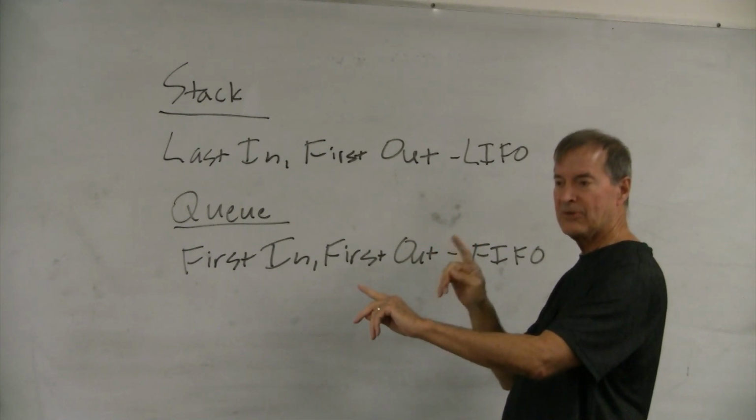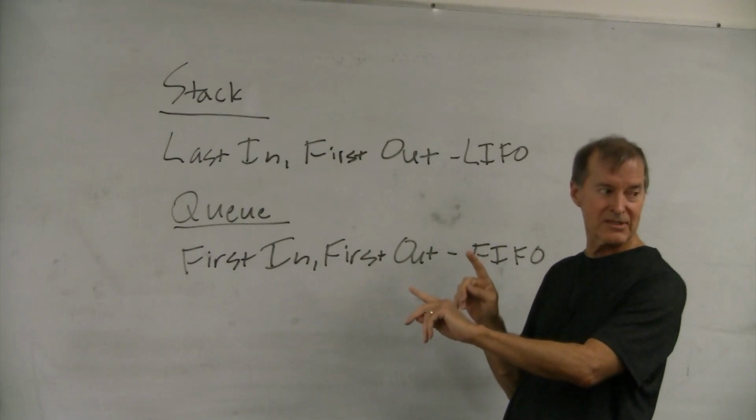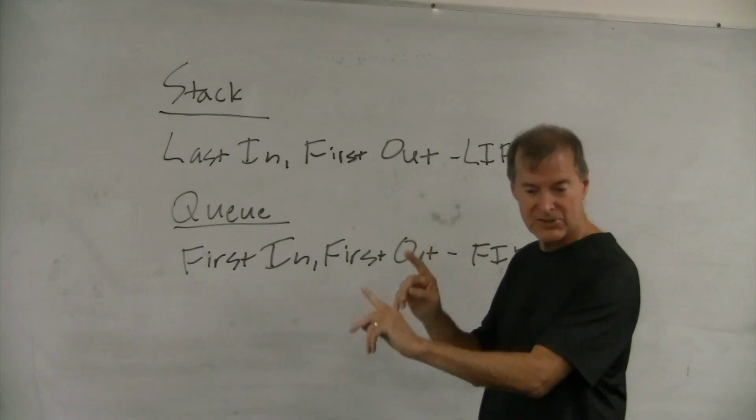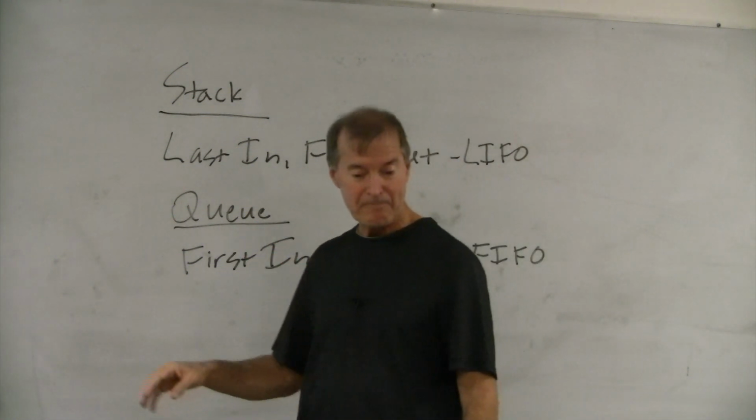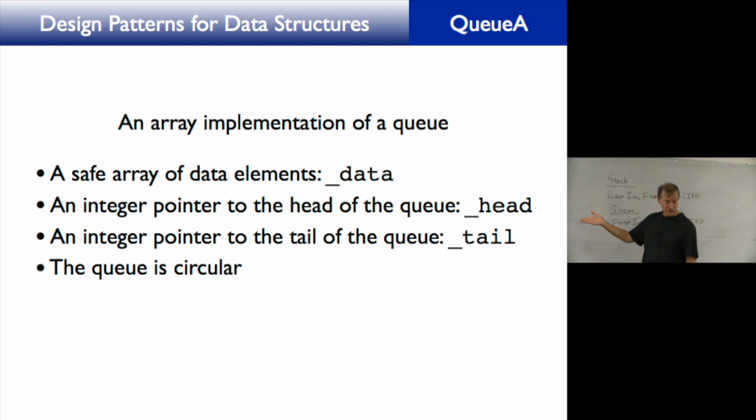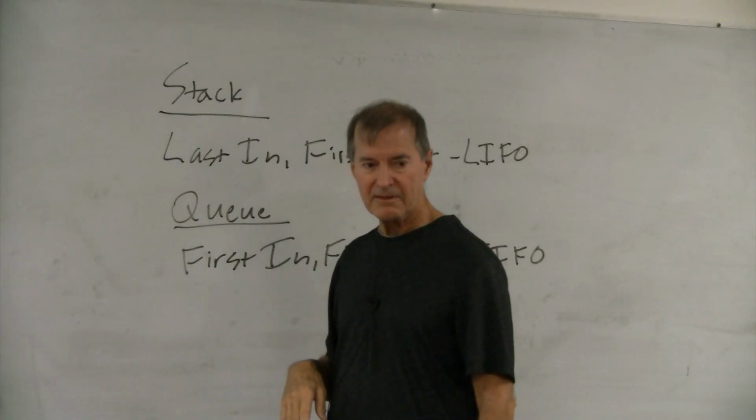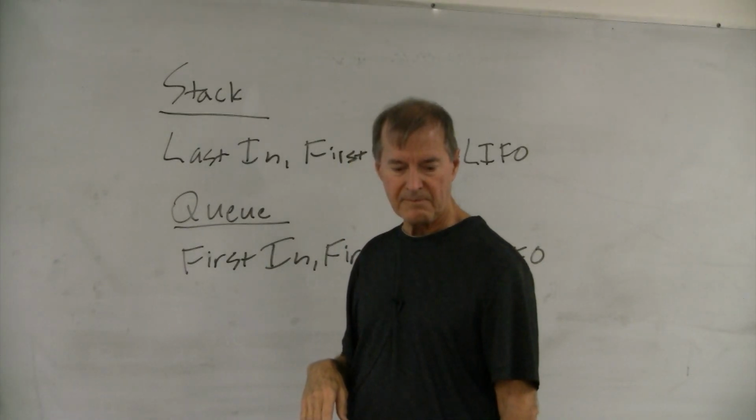So now we're going to NQ, DQ, NQ, NQ, DQ. Do you see? So we don't just need the top. What do we need? Besides an underscore data, which is a safe array of data elements, what do we need? An underscore head and an underscore tail. Are you with me?